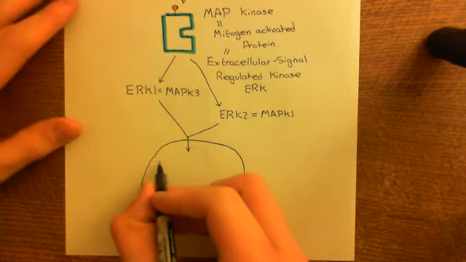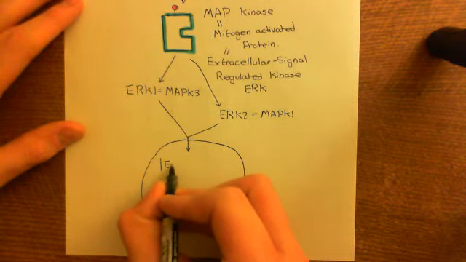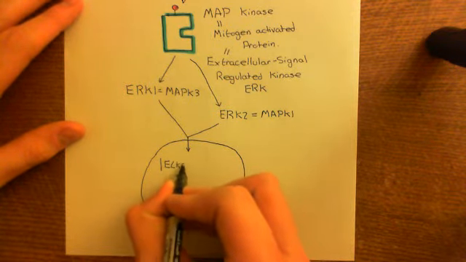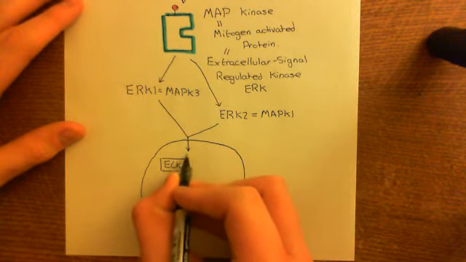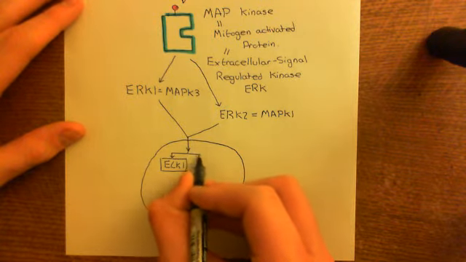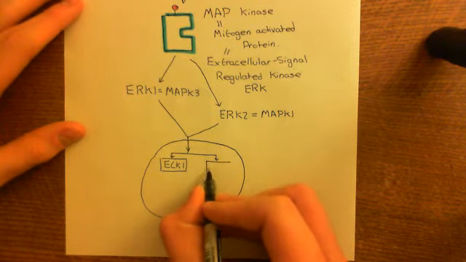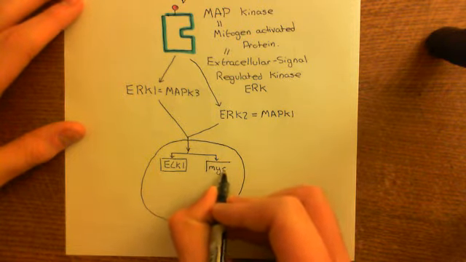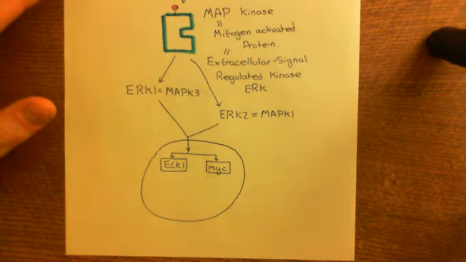Two of their targets are the transcription factor ELK1 and also the transcription factor MYC. So we're going to phosphorylate ELK1, and we're also going to phosphorylate MYC. Now both of these transcription factors are initially inactive, but when they get phosphorylated they're going to become active.